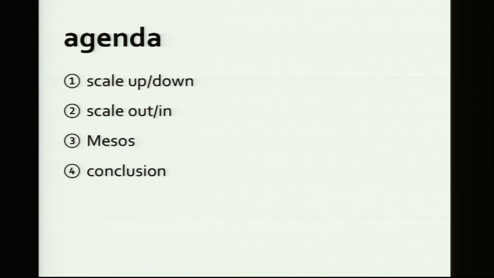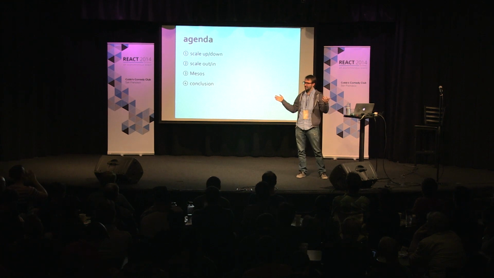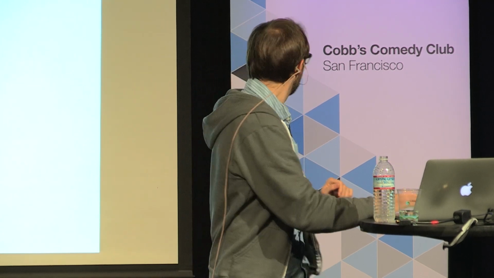So in the rest of the talk, I'm going to talk about scale up, scale down first. Because to really understand how you can do elasticity in a scale out, scale in way, you really need to understand how we can do elasticity in scale up, scale down on a single machine. Then I'm going to talk about scale out, scale in. Then I'm going to incorporate Mesos, and specifically how Mesos was built to make it easier to build elastic applications. Then finally, I'm going to conclude.